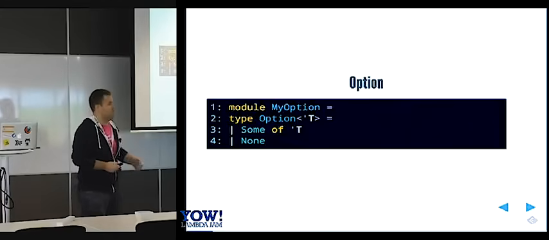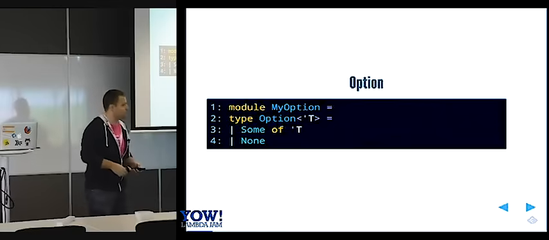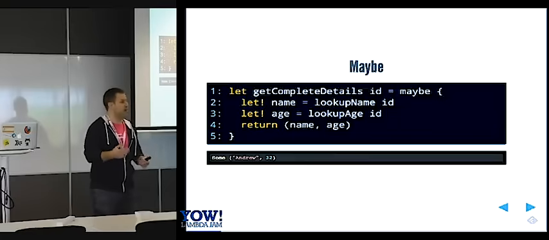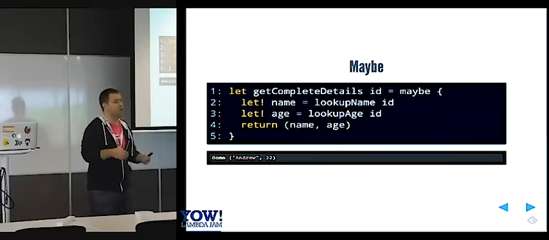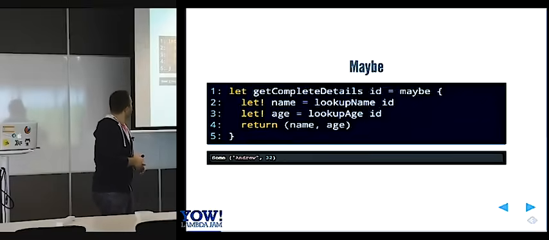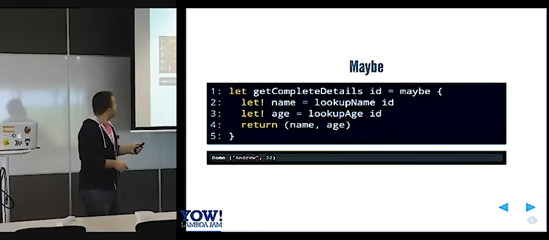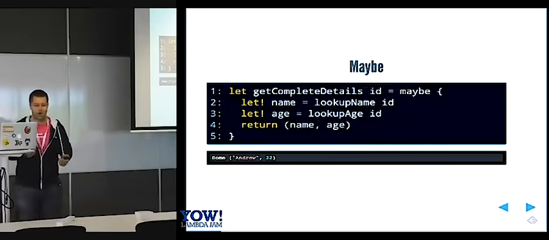F#, like most languages, has an option type, which represents you've either got some value or you're missing a value. So what I've done here is I've built a maybe computation expression that allows us to thread through the failure case into our code. So lookup name and lookup age could both fail or return none. But I haven't dealt with those explicitly here, but the behavior of this code is that if either the lookup for name or the lookup for age fails, then the whole expression will just return none. And so you can see I've got my let exclamation mark there, and I'm inside the maybe block.